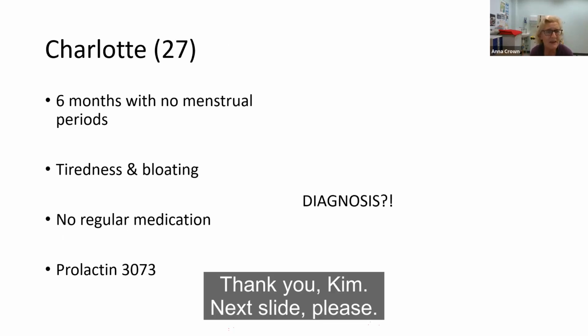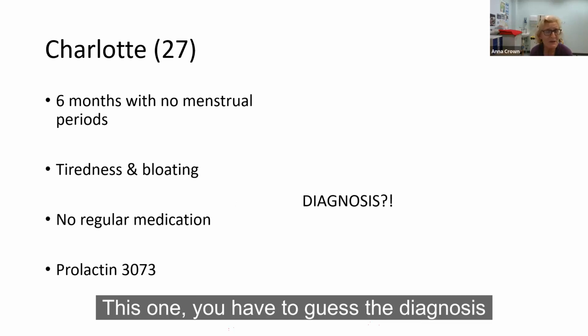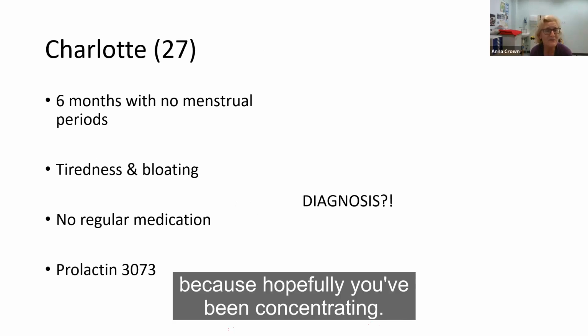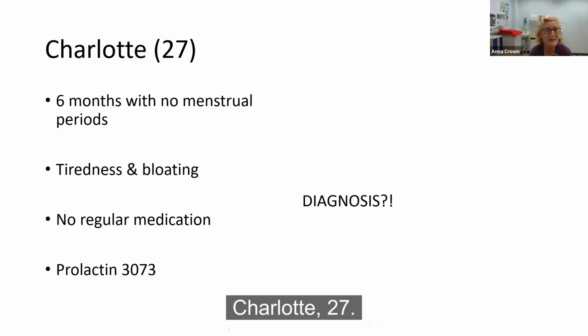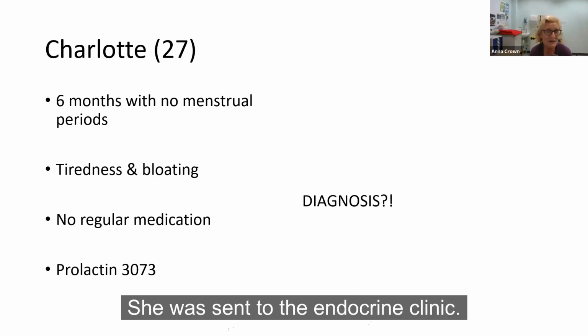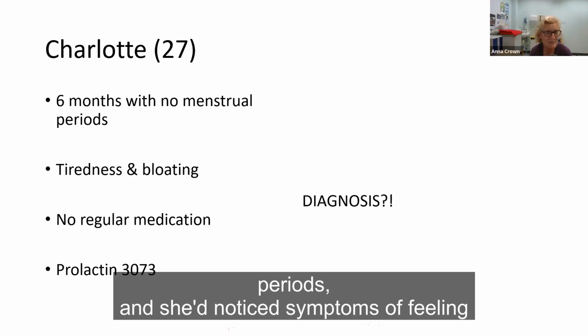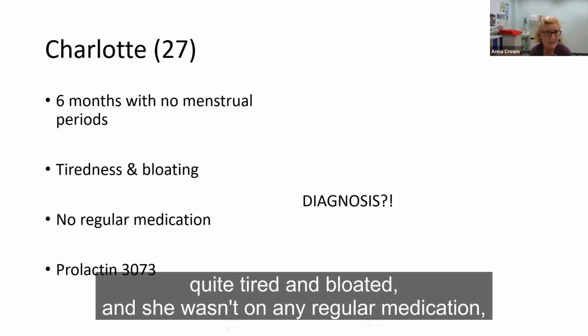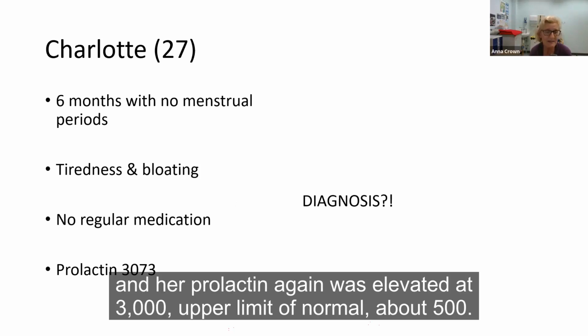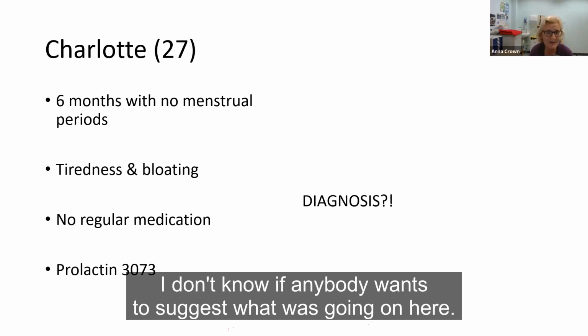Next slide, please. So this is my last slide. This one you have to guess the diagnosis because hopefully you've been concentrating. So Charlotte, 27. So she was sent to the endocrine clinic. She'd had 6 months without any menstrual periods, and she'd noticed symptoms of feeling quite tired and bloated, and she wasn't on any regular medication, and her prolactin again was elevated at 3,000, upper limit of normal about 500. I don't know if anybody wants to suggest what was going on here.